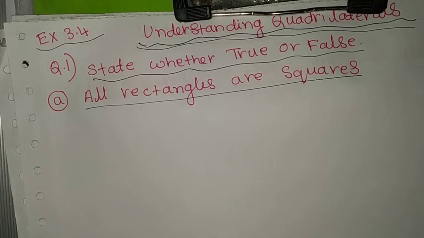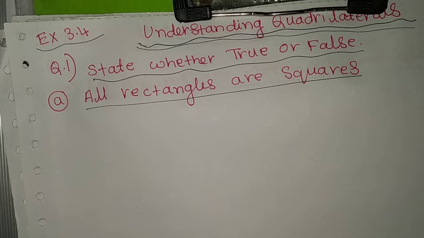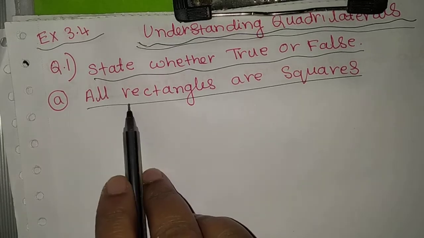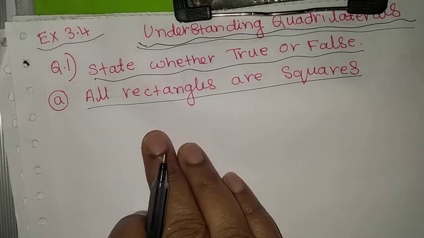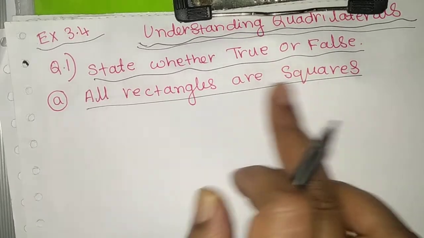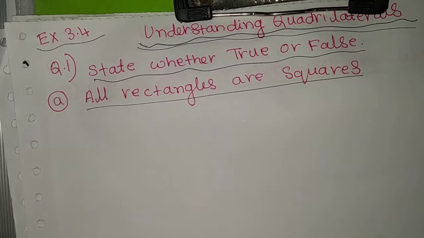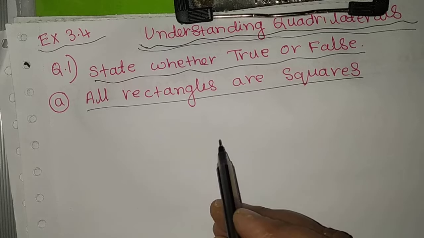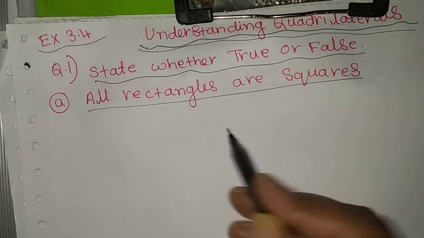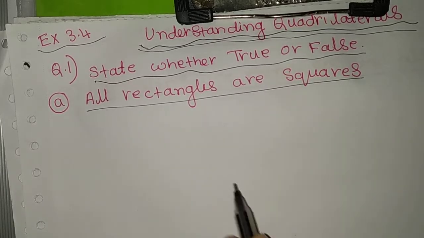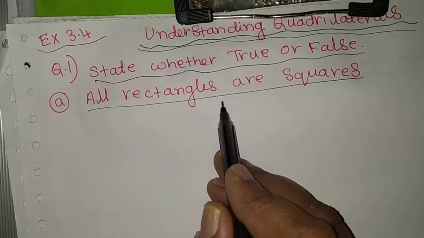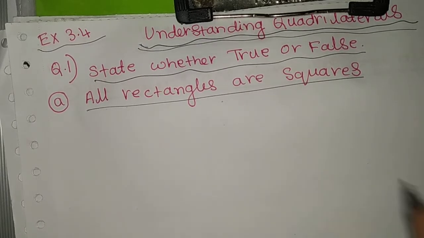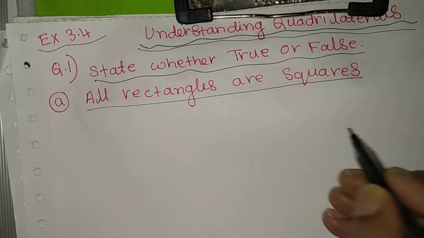Welcome back, students. In today's class we will continue exercise 3.4, understanding quadrilaterals, chapter 3, question 1. Here in this exercise we have question 1: state whether the following is true or false. Few statements are given. We have to just find out whether the statement is true or false. For this first one, given is: all rectangles are square. So we'll just see whether it is true or false.